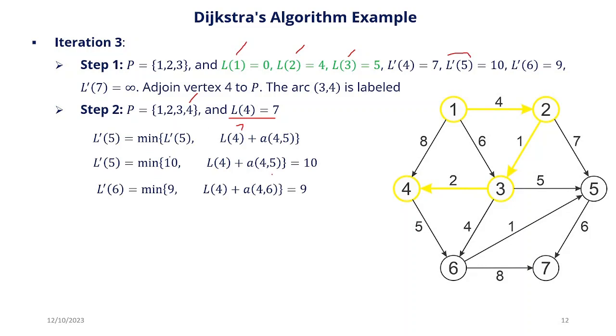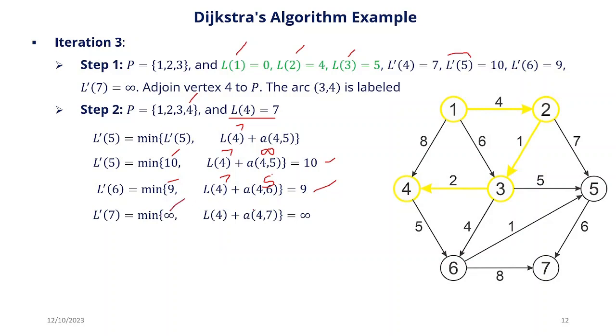So what about the tentative value of L5, L prime 5? The initial value was 10, and then we have 7 here. 4 to 5 does not have a direct link, so this is infinity, and the smaller value between both of them is 10, so we take 10. What about L6? Original tentative value of L6 was 9, then we have 7 here, and 4 to 6 is 5. So 7 plus 5 is equal to 12. The smaller value is 9, so we've updated L6. What about L7?